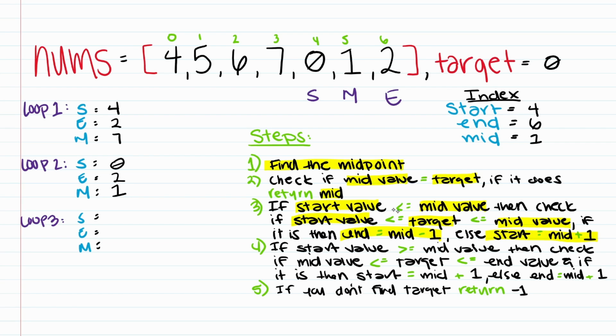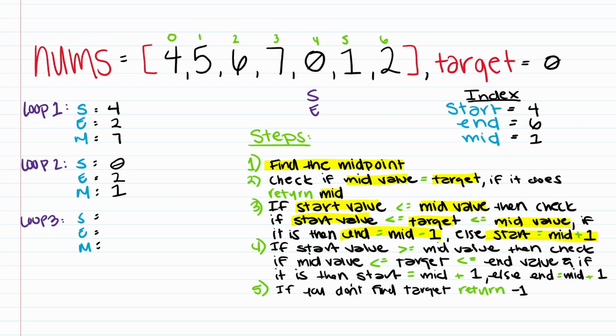If start value is less than or equal to mid value, is it? Yeah. Then check if start value is less than or equal to target, less than or equal to mid value. So is our start value less than or equal to target, less than or equal to mid? Start is 0, which is less than or equal to target. That's true. Less than or equal to mid value. So if it is, then end equals mid minus 1. So end is going to move over again. We're going to change these. And now start and end are at the same place.